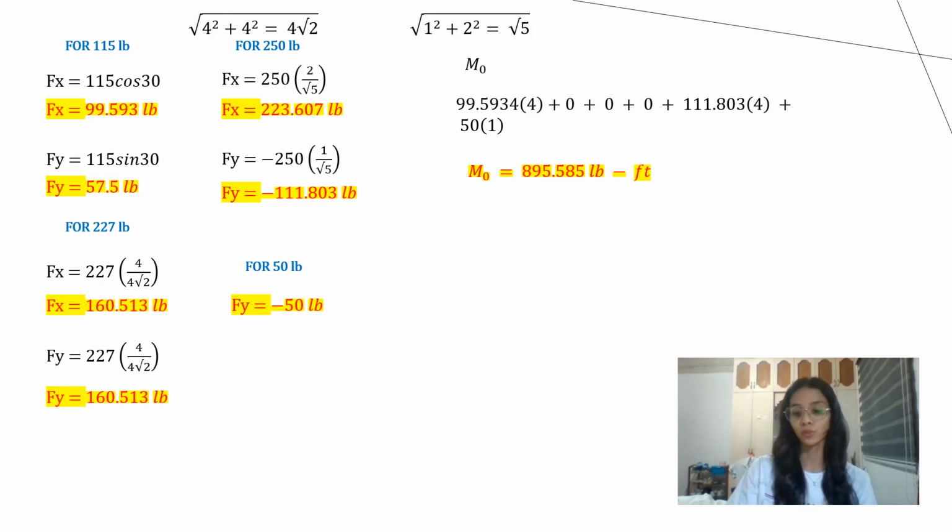That is equal to 895.585 pound-feet. And for the couple, we have 895.585 equals Cv times 4. So Cv is equal to 223.896.